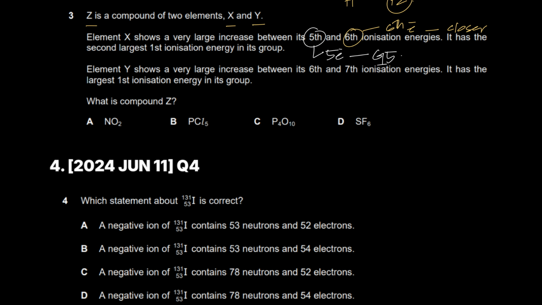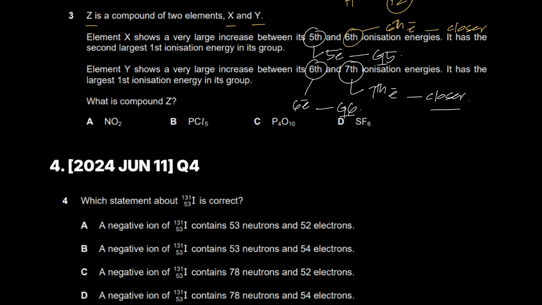And element Y shows a very large increase between the 6th and the 7th ionization energy, which means that the 7th electron must be removed from a shell closer to the nucleus. That's why there's a very large increase, the big jump between the 6th and 7th ionization energy, which in fact means it has 6 electrons in its outermost shell, therefore belongs to group 6, right? So one is in group 5, the other one is in group 6.